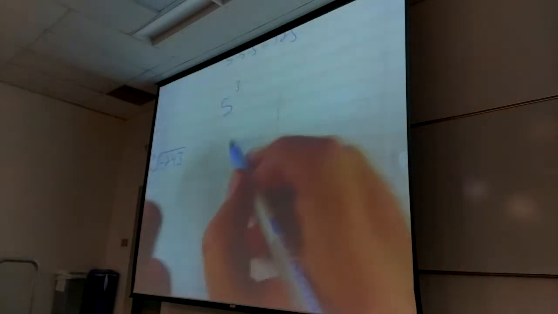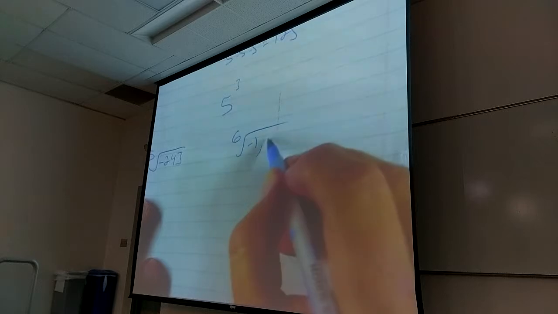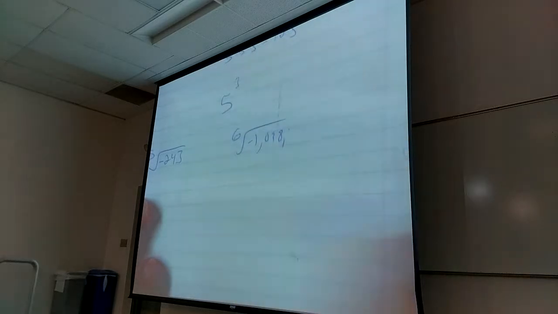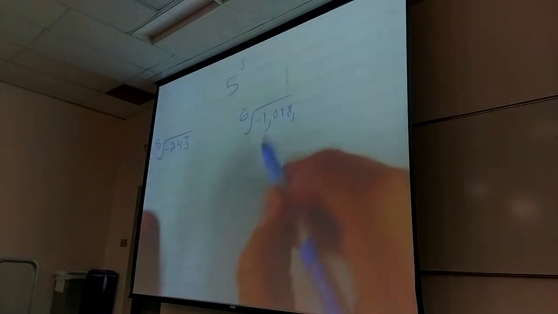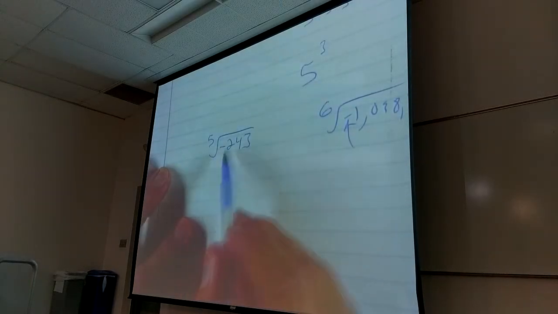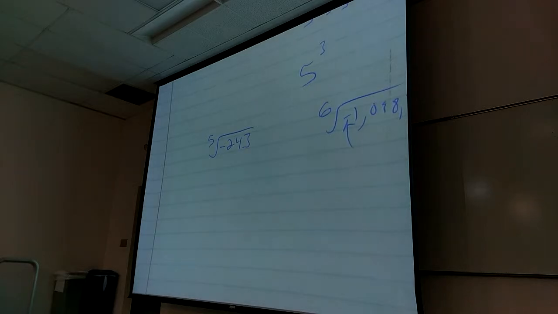So if I gave you a problem like the 6th root of negative 1 million, before you start breaking that thing down, just go, oh, it's not real. I'm not going to do anything. Just put not real, move on. So that's a good thing to look for first. It's an odd root. I can do positive, negative, it doesn't matter.